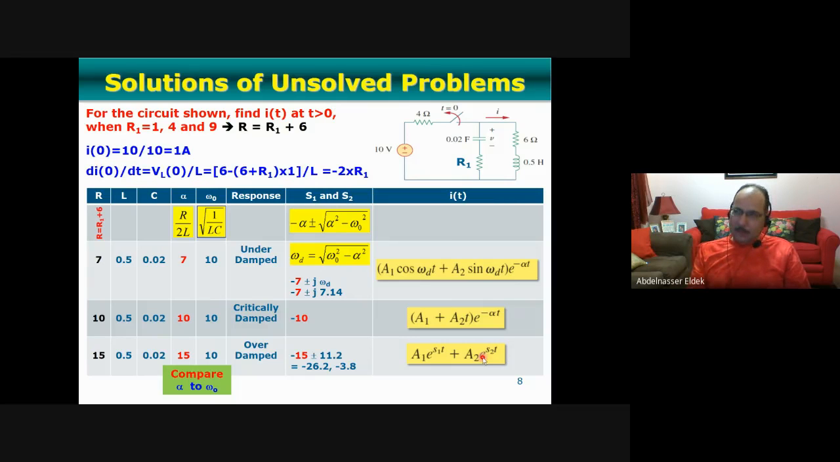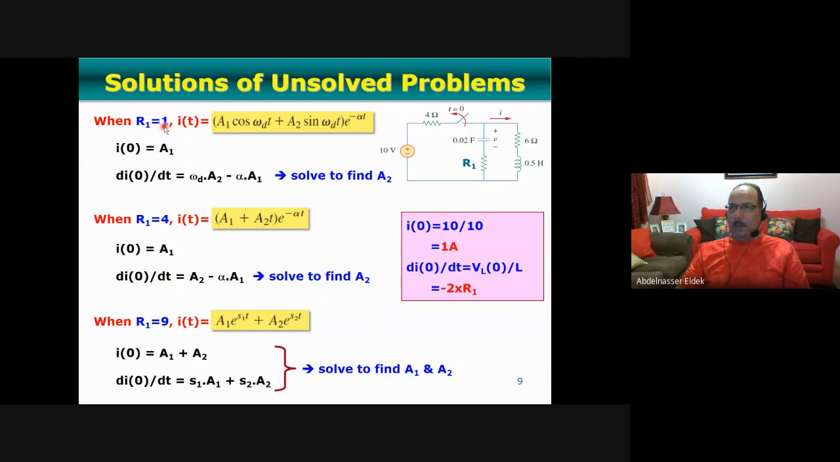Then we use these values depending on which value of R1, 1, 4, or 9, and you have a different equation. As I mentioned before, I have already prepared these equations for you, so you can just use them. If it is underdamped, i of 0 is just A1, so it will be easy for you. For example, if i of 0 is 1 ampere, then A1 is 1. And then di/dt equals what? Equals negative 2 times R1. R1 is 1, so it will be negative 2.